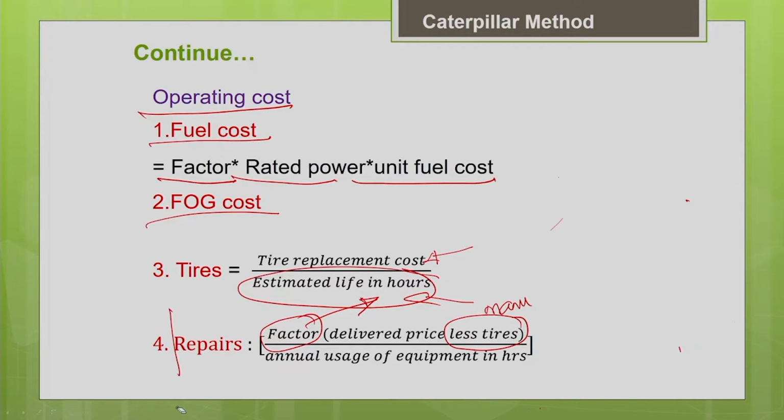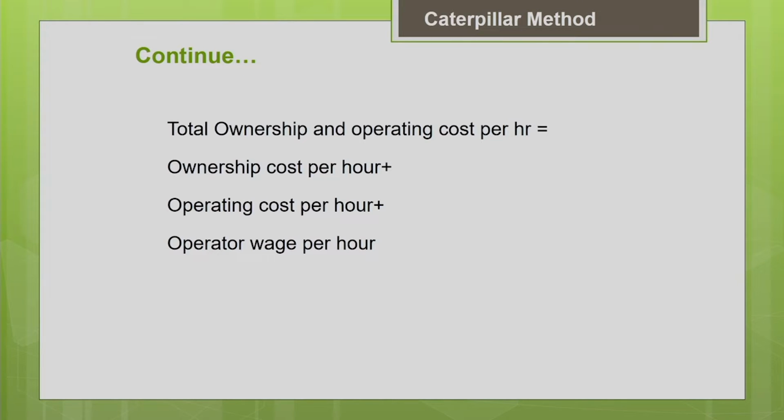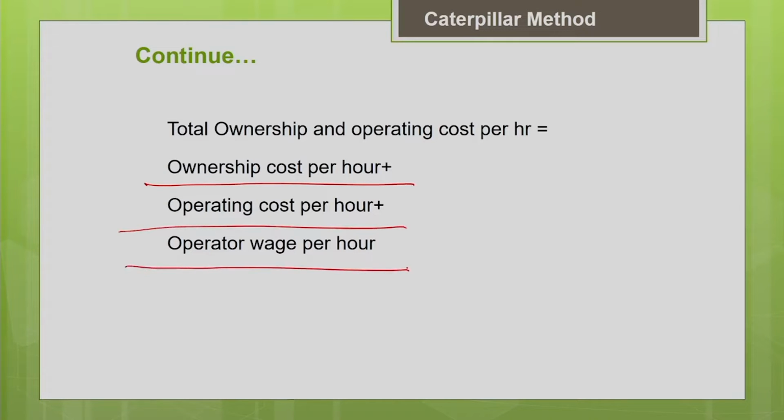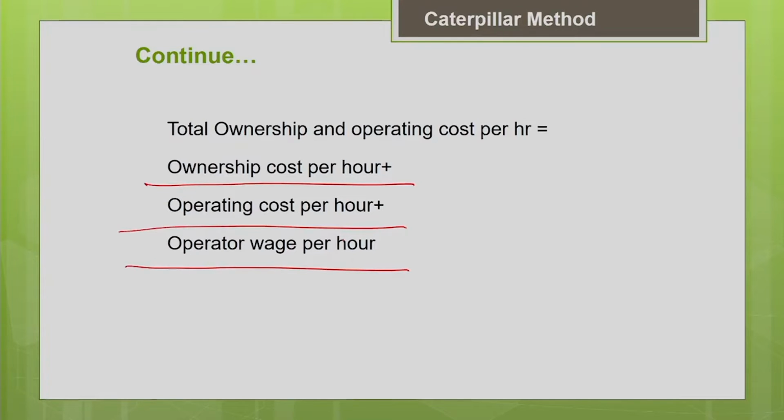Now the total ownership and operating cost will be the sum of all the ownership cost components and operating cost components, and in addition you have to add the operating wages, as I told you earlier. That is the hourly wages for the operator, in addition to all the benefits he gets like the bonus, the overtime benefits, and even the workman compensation premium which we pay on behalf of him. All those things will be included in the operating wages. So with this the Caterpillar method is done.